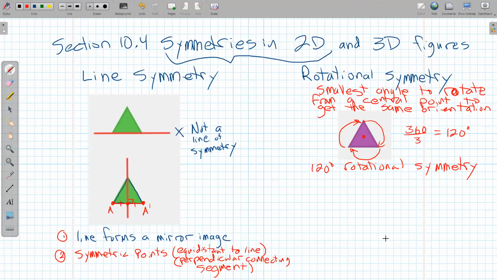And every figure is different. Some figures have line symmetry and rotational symmetry. Some figures have many lines of symmetry and many rotational symmetries. So this one has a 120 degree rotational symmetry. If I go 120 and 120 again, it also has 240 degree rotational symmetry.